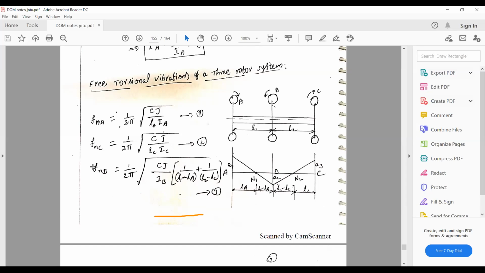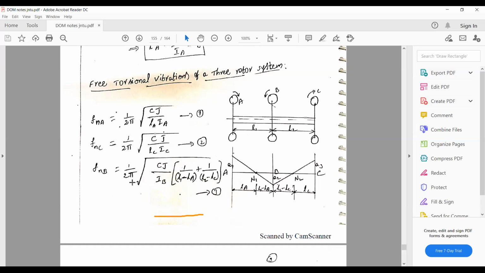So now we are going to write our frequencies. That is FNA equals 1 by 2 pi into square root of Cj by LAIA. Let us take this as equation number 1. And FNC equals 1 by 2 pi into square root of Cj by LCIC. So that is FNC and FNA. Easy to write here.